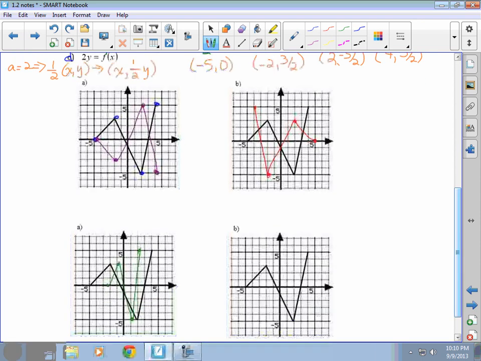So if we plot these, negative 5, 0, negative 2 and 3/2, which is 1.5, so negative 2 and 1.5. 2 and negative 5/2, so that brings us over here, 2 and down 2.5. And then the last one was at 4 and 2.5.